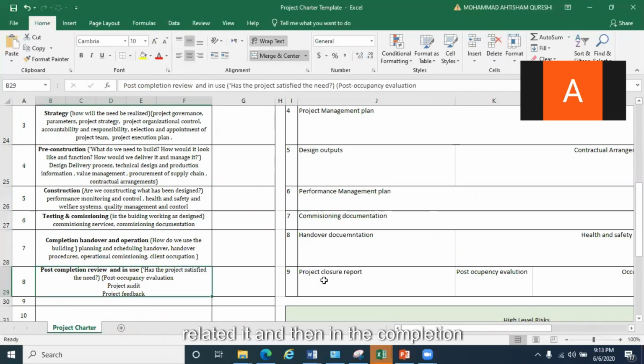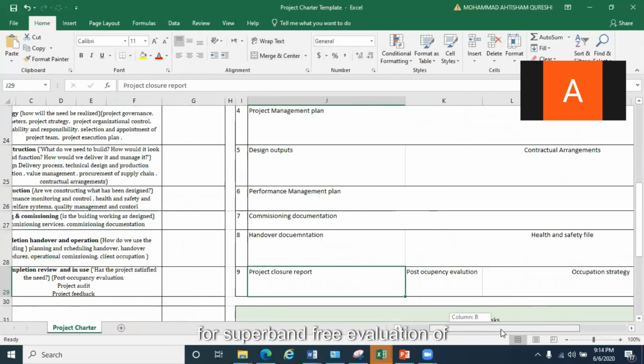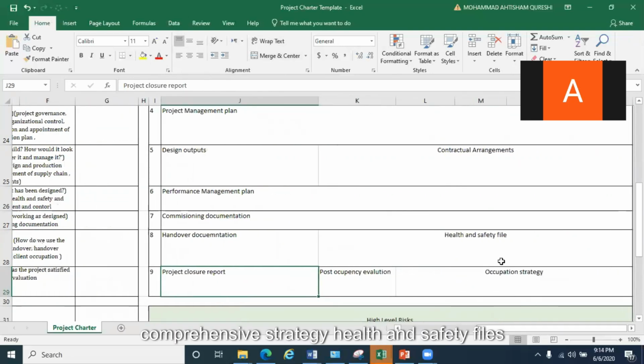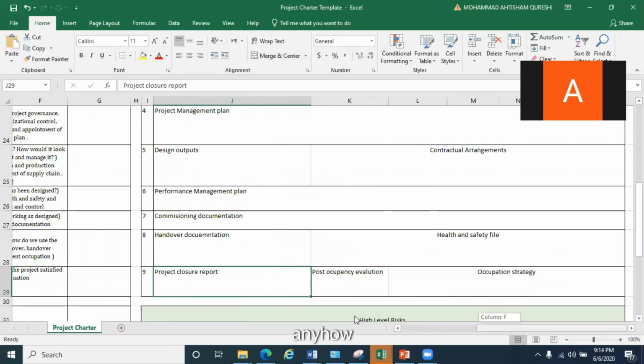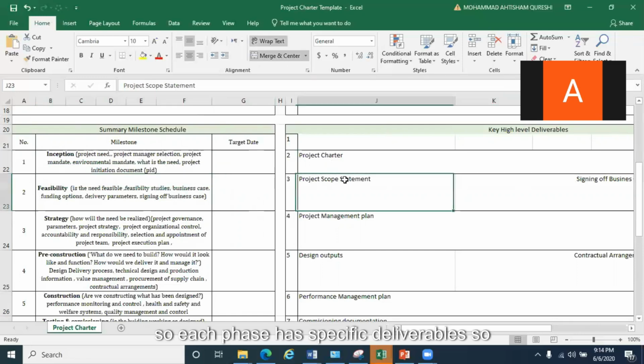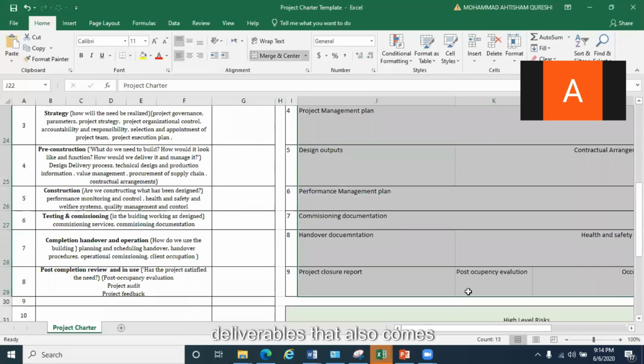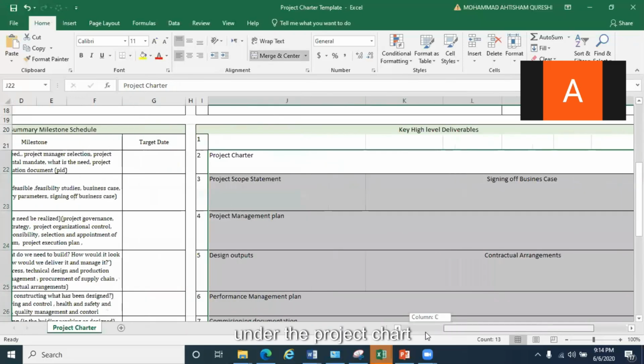And then in the completion closure report will be ready, post occupancy evaluation, occupancy strategy, health and safety files. Anyhow, all in all, there are key deliverables of each phase. So each phase has specific deliverables. So we are talking about key high level deliverables that also come under the project charter.